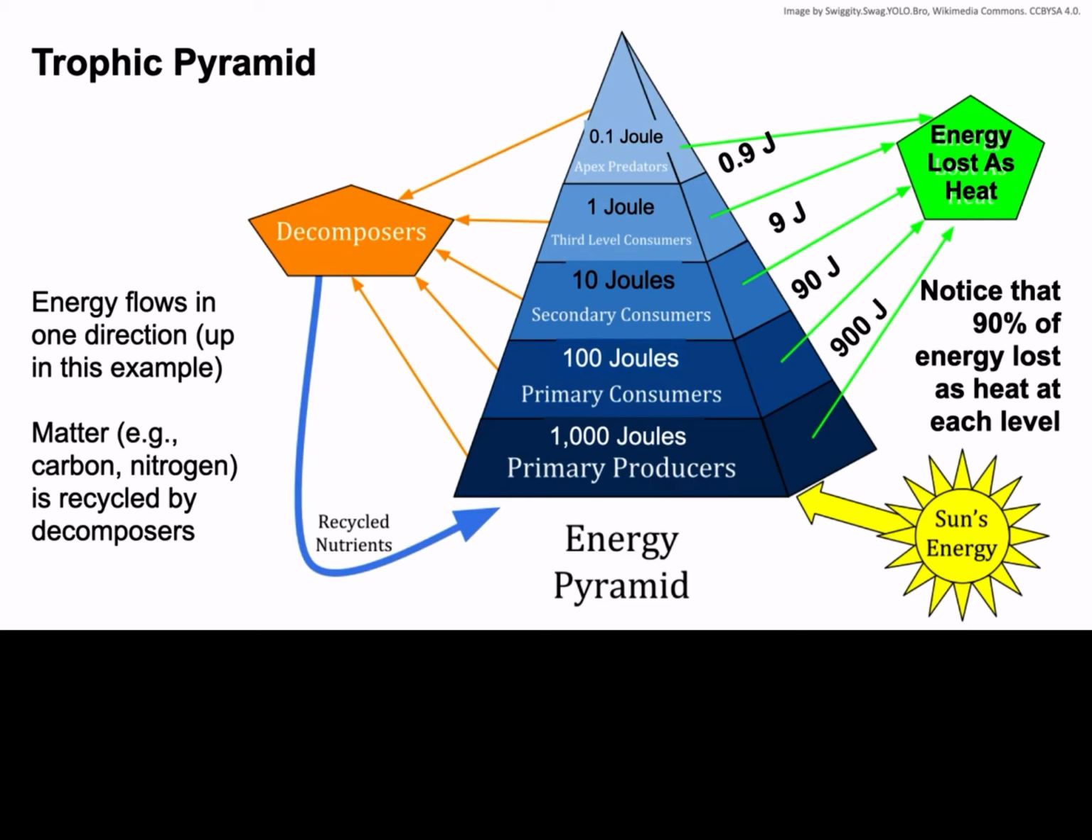Most of the energy in a trophic level, about 90%, is lost as heat as it moves from one trophic level to the next. You can see this as 999.9 joules of energy is lost as we move up the pyramid.